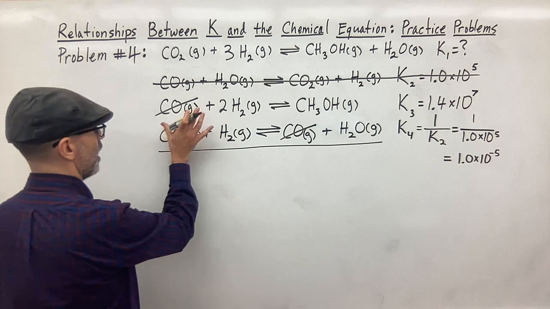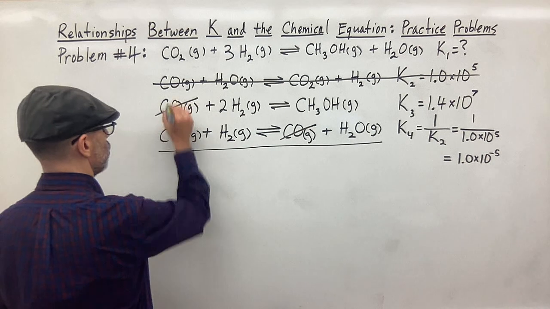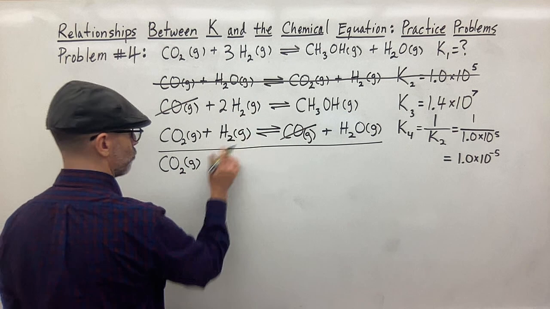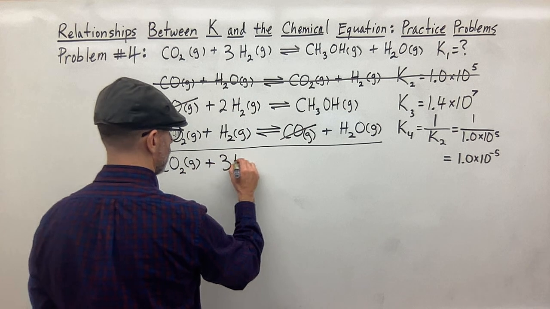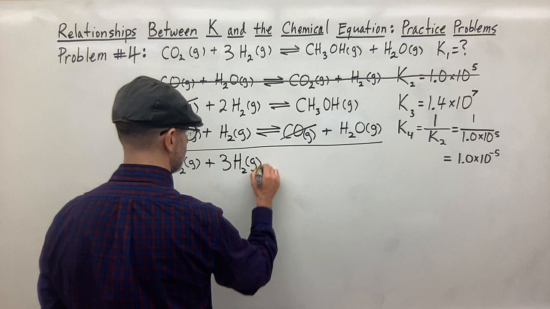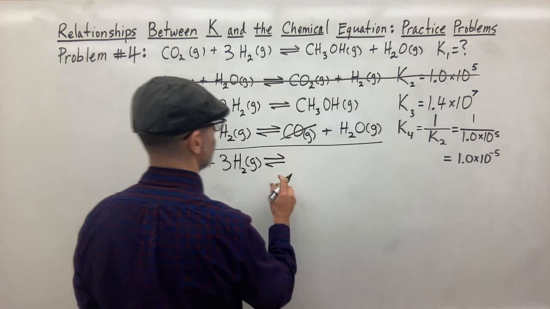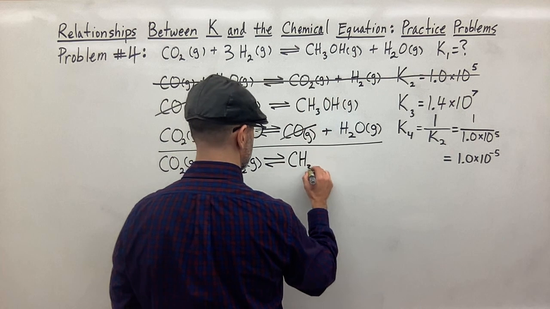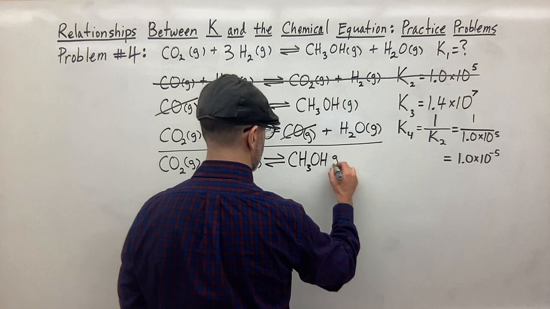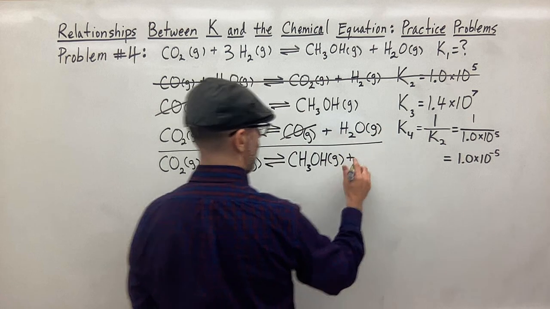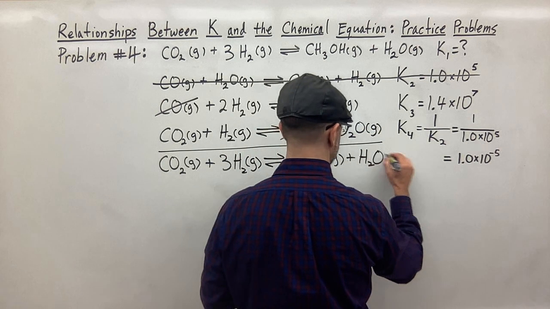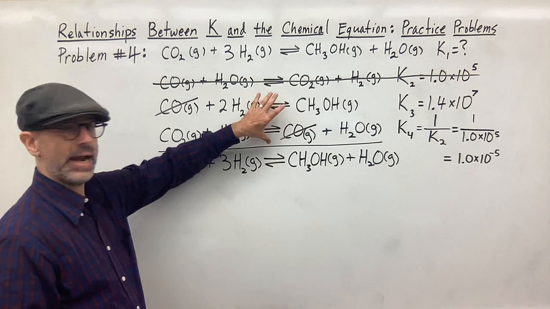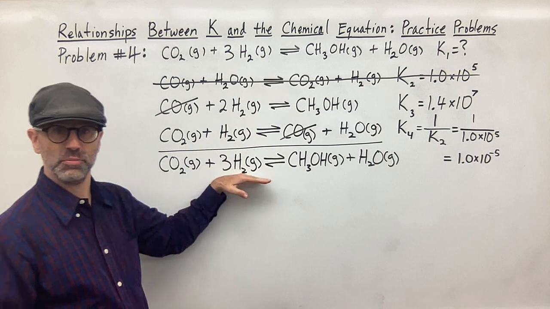And then I have the CO2. So my CO2 plus my 3 H2 gases, that's in equilibrium with my CH3OH gas, plus, and then I have my H2O gas. So it's clear that adding these two equations together gives me my resulting equation.